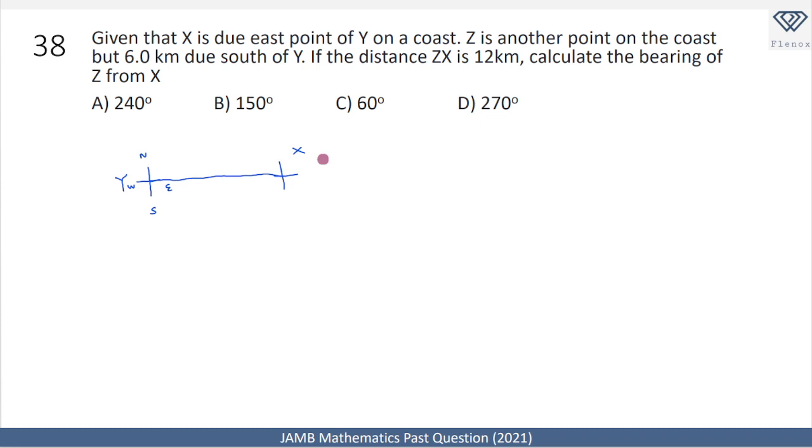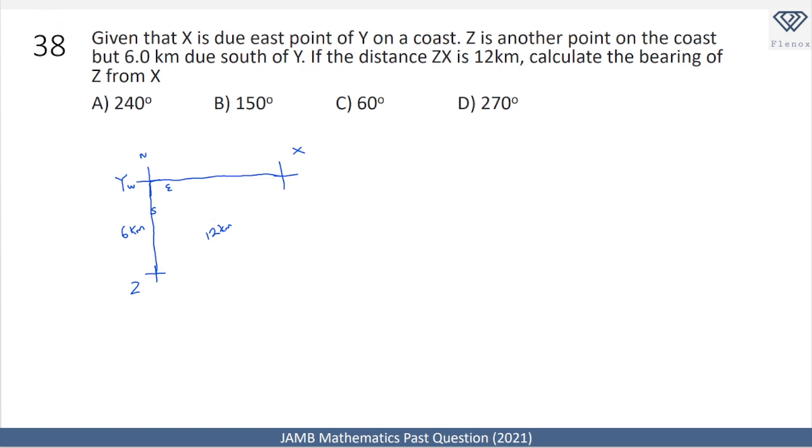Now we're told that z is another point on the coast, 6 kilometers due south of y. So I have another point, z, which is 6 kilometers south of y. That means it comes down to my point z, and the distance there is 6 kilometers. Now I'm told that the distance zx is 12 kilometers, not degrees. It's 12 kilometers. What have I been told to do?